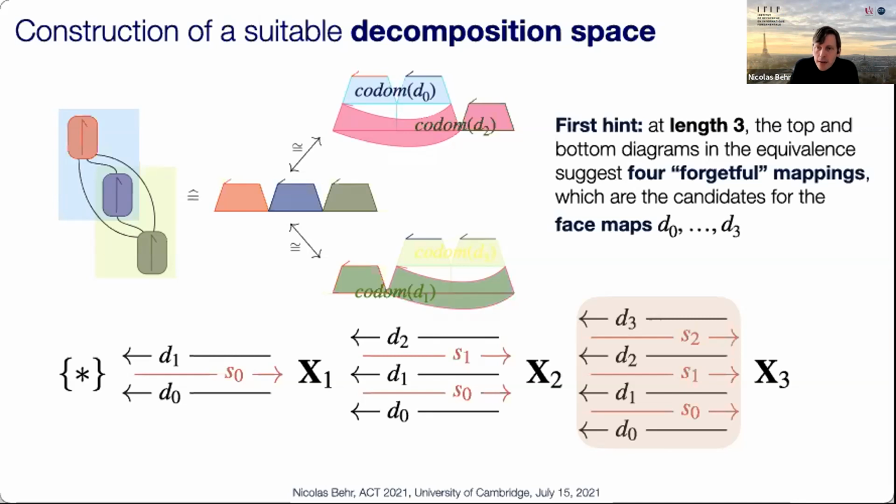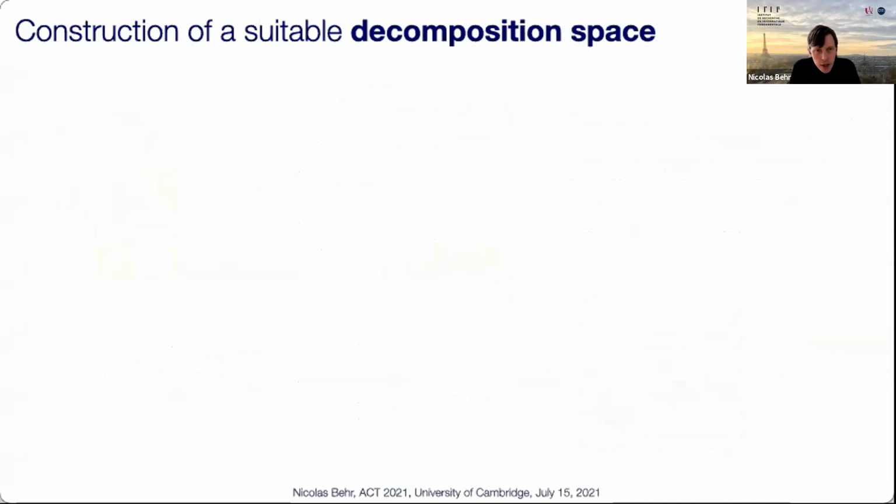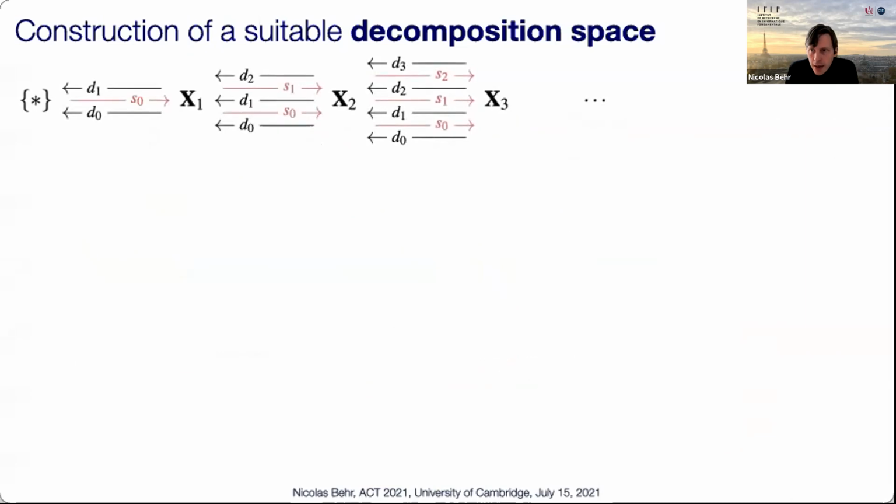But then Joachim had a second very important insight, because if we use this idea as the construction, we would only get something like a pseudo decomposition space, because these diagrams above are only up to universal isomorphism. And Joachim wanted to have something more strict. And so here goes the actual construction we ended up with.